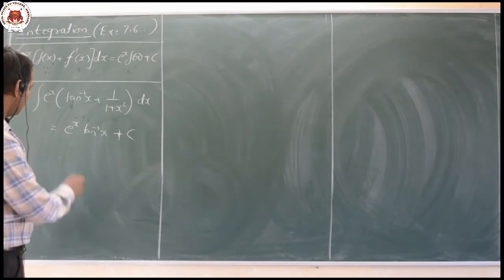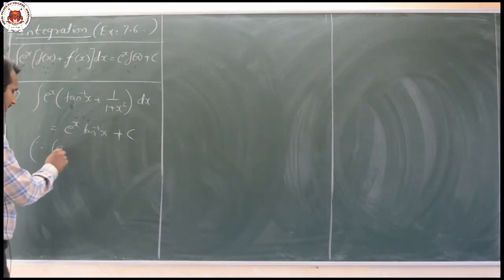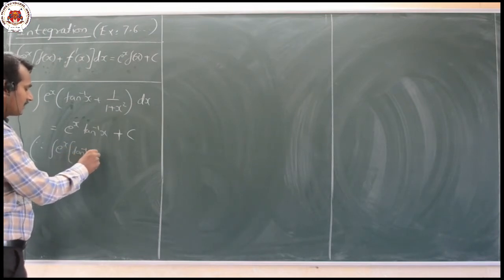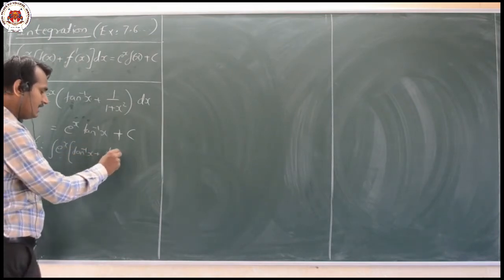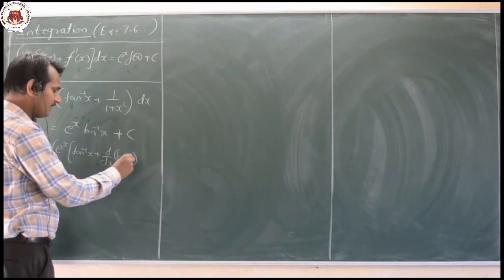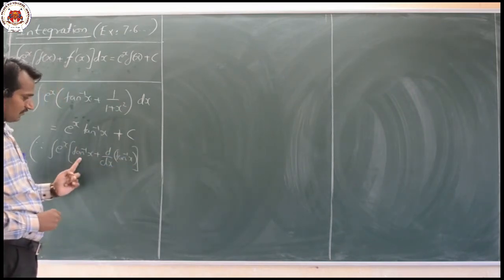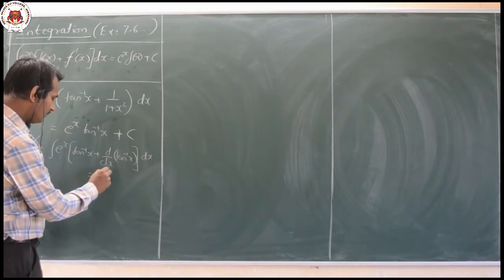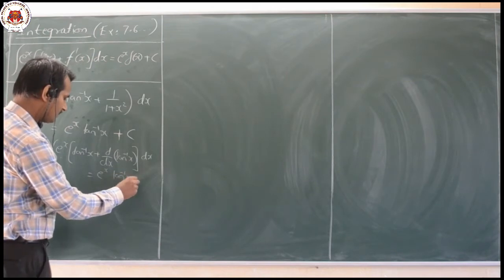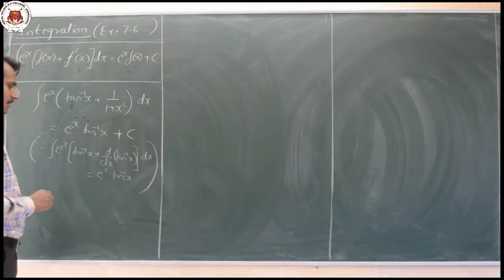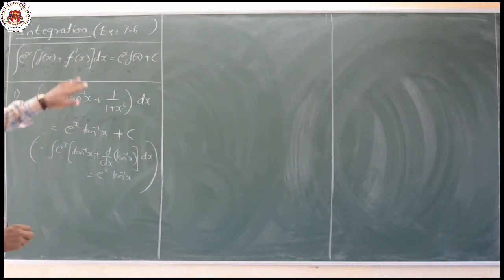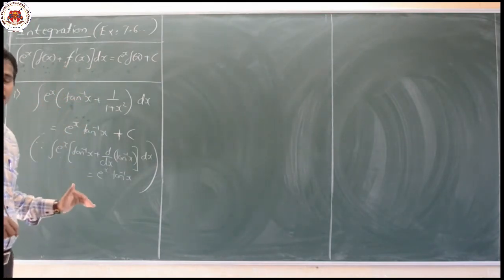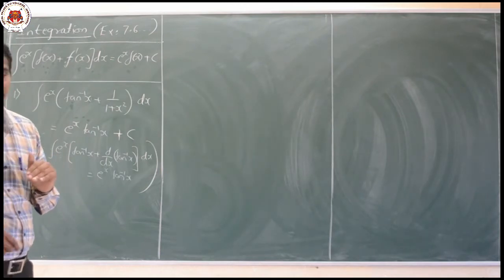How have we written this? Because we have integration of e raised to x into tan inverse of x plus d by dx of tan inverse of x, that is f of x plus f dash of x dx, which equals e to the power of x into tan inverse of x. Because of that reason we are making use of this particular property here. Otherwise, instead of writing this, you can also write the property.